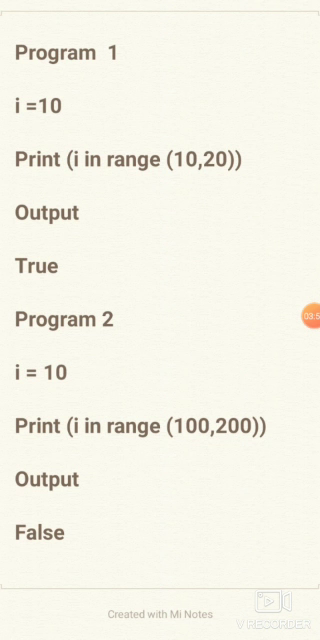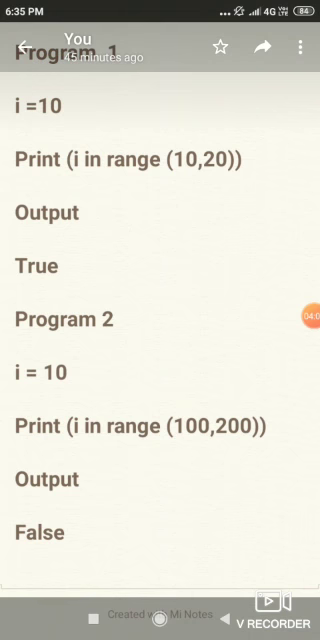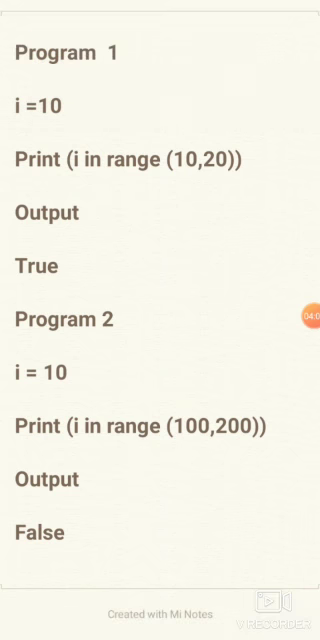Now the variable i, which in this case is 10, will be checked within this range. As 10 is present in the given range, the output of the program will be true because 10 is present. That's why the output is true.